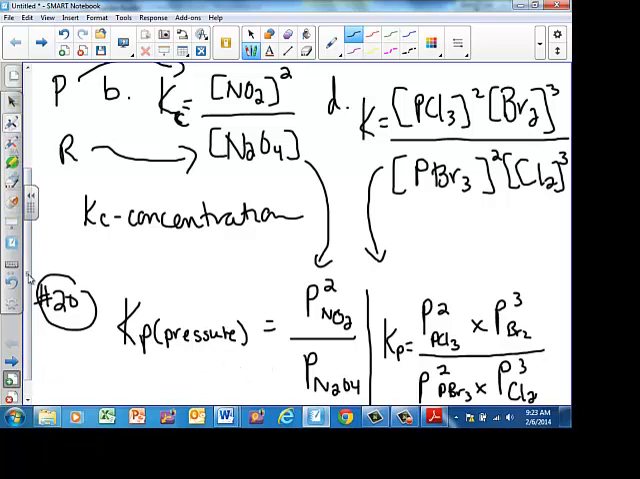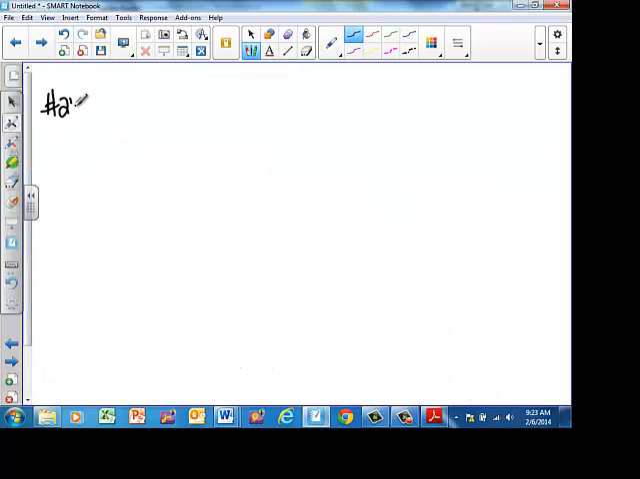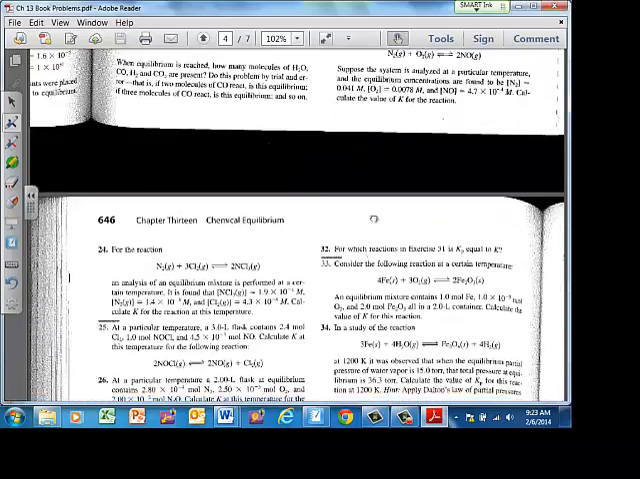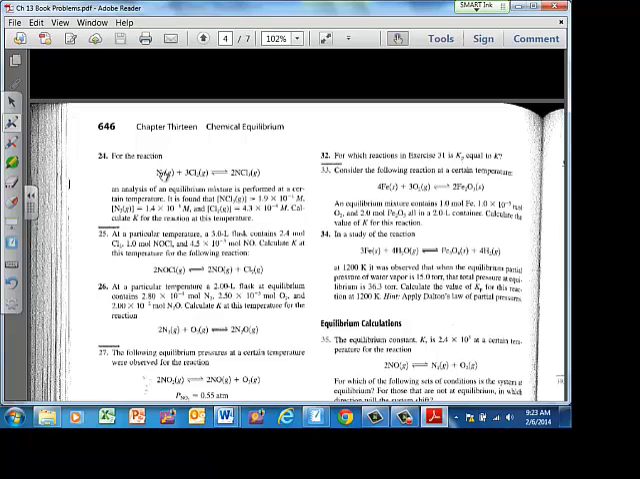Don't overthink it. All right, the last one that I want to do together for you is number 24. And for number 24, if we go ahead and read the problem here, okay, for the reaction, you've got nitrogen reacting with chlorine to give us nitrogen trichloride over here. All right, an analysis of an equilibrium mixture is performed at a certain temperature. They're telling you a certain temperature because, again, capital K's are going to be temperature dependent because it will change the kinetic energy of the materials.